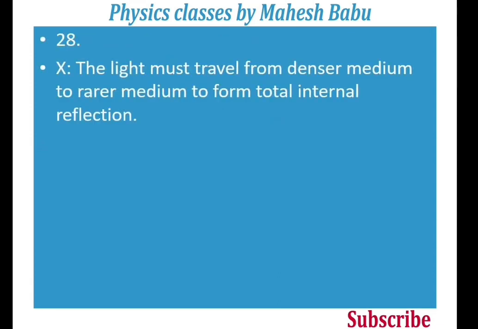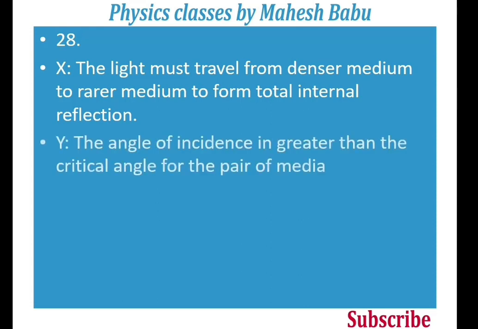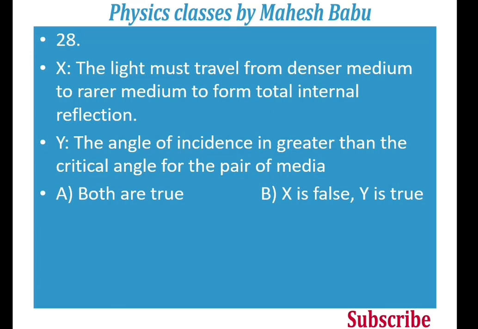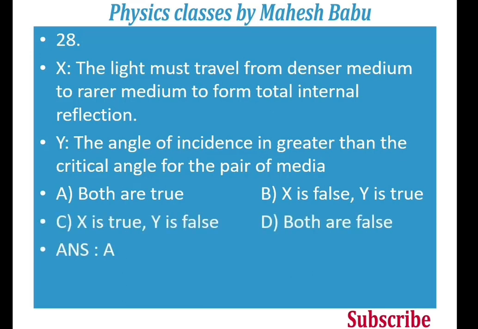Next, the light must travel from denser medium to rarer medium to form total internal reflection. Yes, to form total internal reflection, the light ray should travel from denser medium to rarer medium. Next, the angle of incidence is greater than the critical angle for the pair of media. So here, to form total internal reflection, the angle of incidence is greater than the critical angle. So both are true. Answer is A. Both are true.